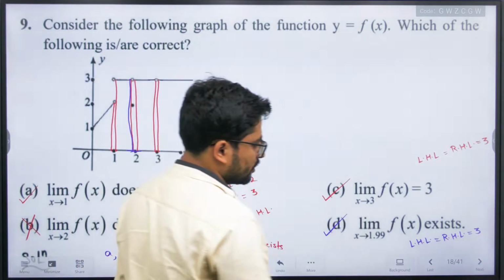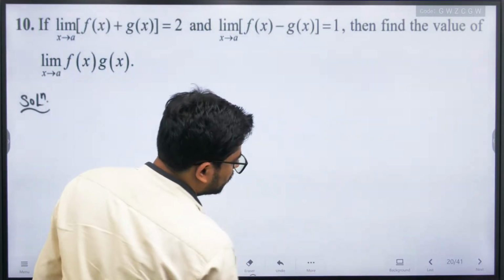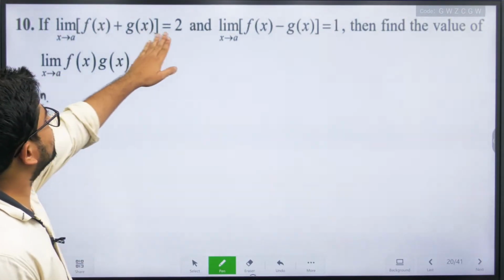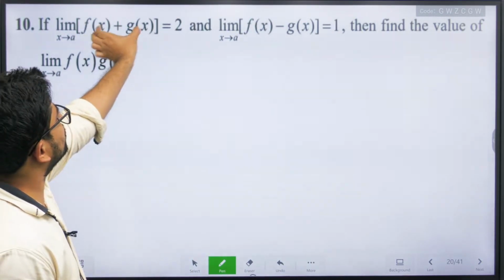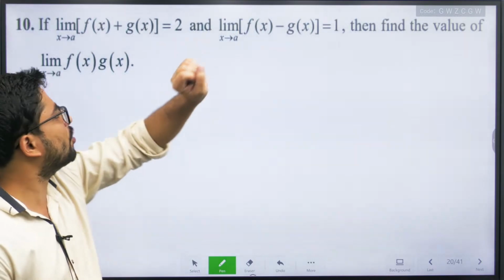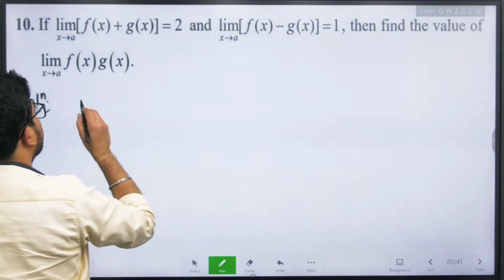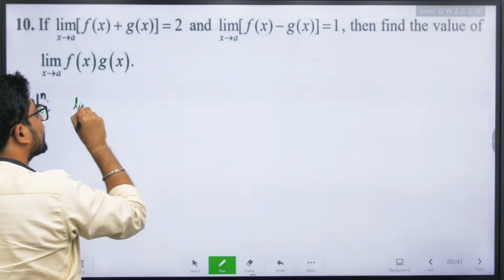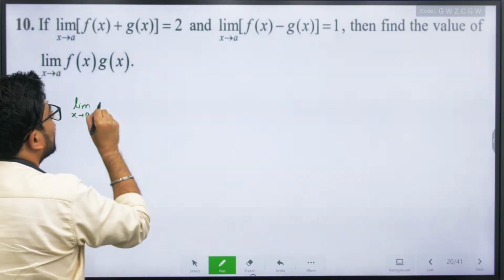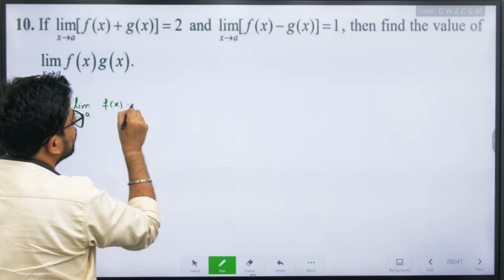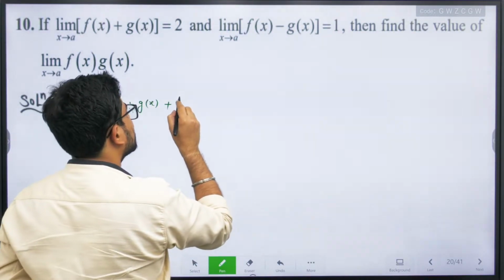Clear? Now let's do the next one. If the limit of this is 2 and the limit of this is 1, then find the value of this thing. We know that if the limit of some function exists and the limit of another function exists at the same point, then the limit of their sum also exists and the limit of their difference also exists. So from here we can say limit x tends to a, f(x) plus g(x), plus f(x) minus g(x).